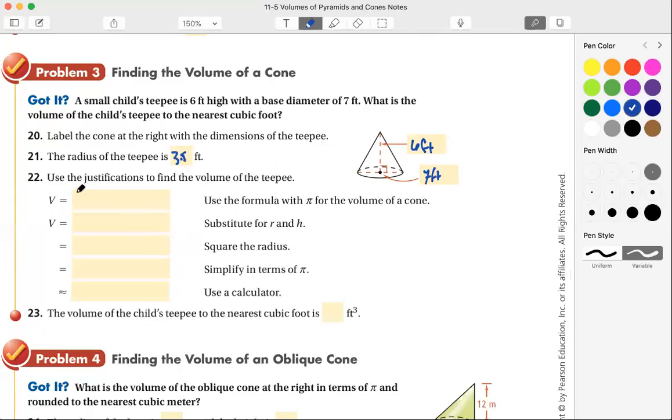All right, so write the formula. 1/3 pi r squared h. Substitute in, we have 1/3 times pi times 3.5 squared times 6. Square the radius. 1/3 pi times 12.25 times 6. Multiply all numbers, 24.5 pi, and use your calculator, 76.96902001. So it's about 77 cubic feet.